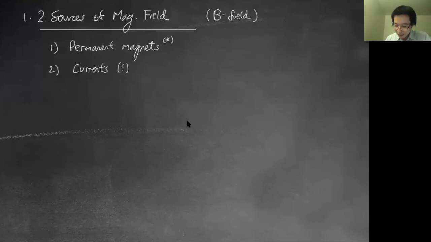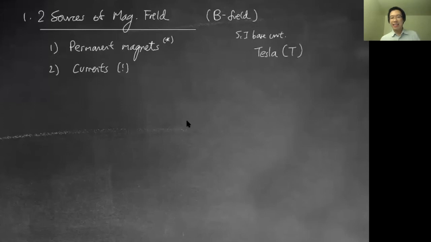Also, while I'm at it, let me state the SI unit for magnetic field. The SI unit is the Tesla, with symbol T. Something like 1 Tesla is actually a pretty strong field, depending on the context as well.